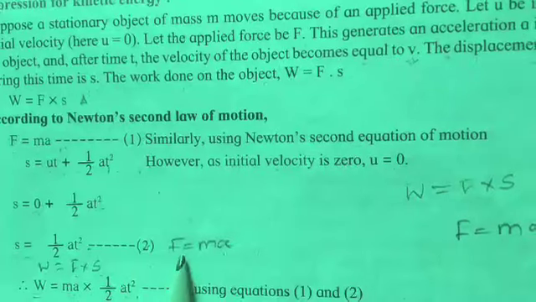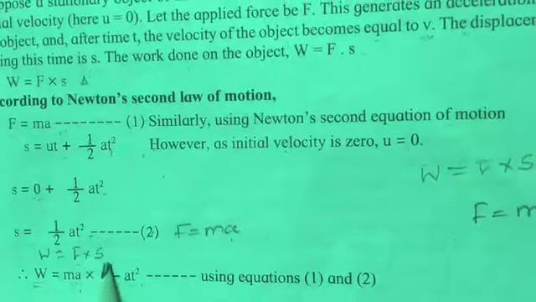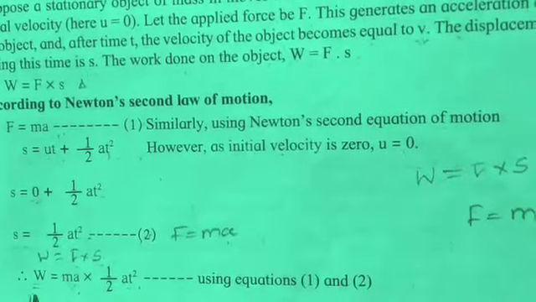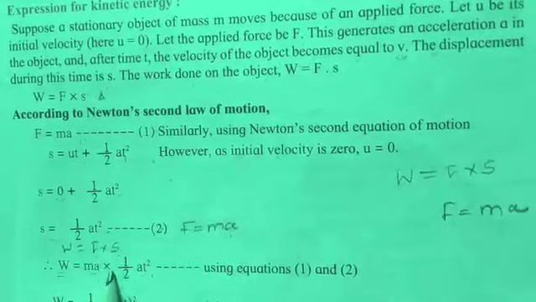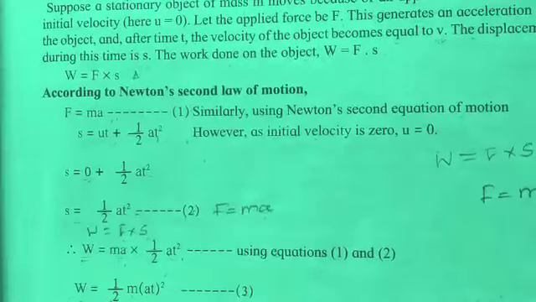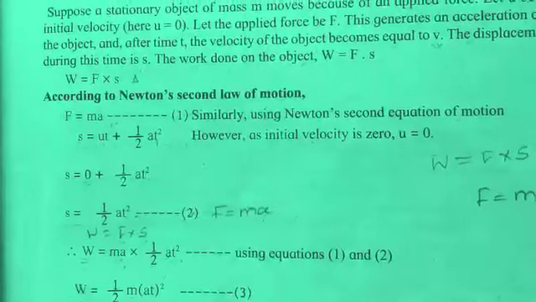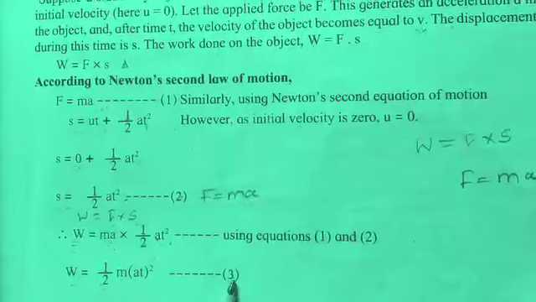Now, our formula is that F is equal to ma, and W is equal to F into s. Now, W is equal to F means ma, so substitute here ma into s, which is 1/2 at square. W is equal to 1/2 m into at square. This is your third equation.